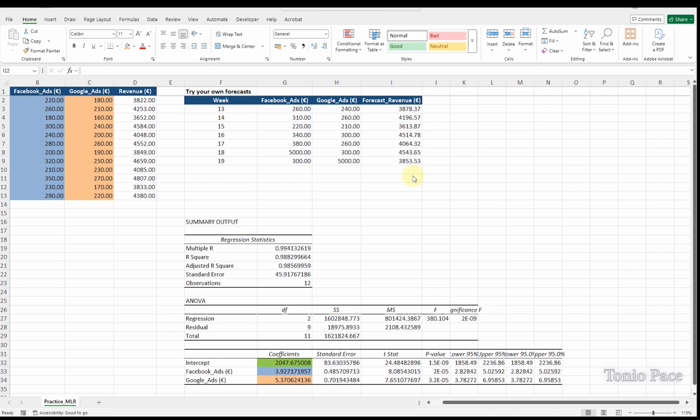Real businesses can be affected by seasonality, promotions, competitor activity, and many other factors that are not included in the model. However, multiple linear regression is a very powerful and useful tool because it turns historical data into an evidence-based forecast that supports business decision-making.